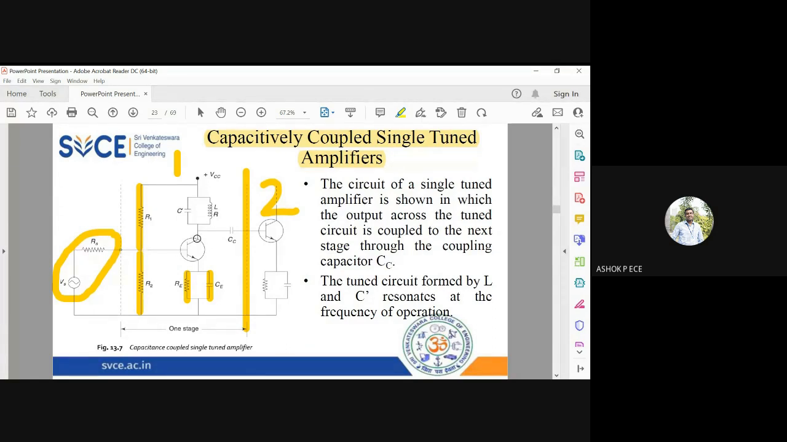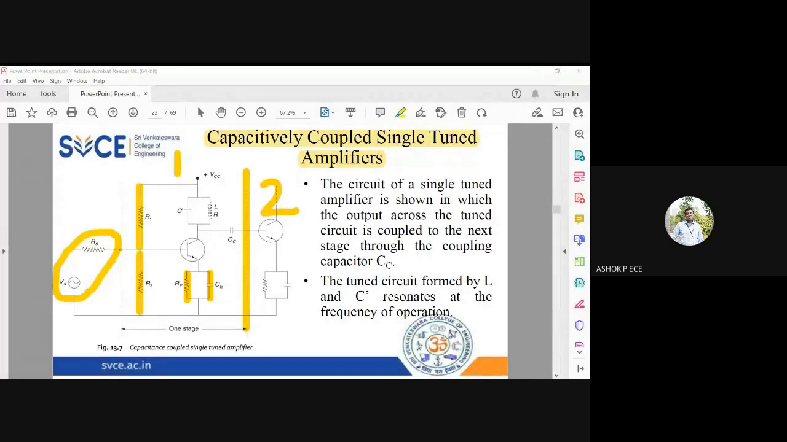On the collector side, you see, I'm going to have an LC tuned circuit. Ideally you will have only L, but practically, I told you, all inductors will have a resistive component inside. So you will represent L with R. L and R will be in series, and this capacitance I'm representing as C dash. The output of the first stage is given to a coupling capacitor and given to the base of the second stage. Since this coupling capacitor is used to connect one stage and the second stage, this tuned amplifier is called a capacitively coupled single tuned amplifier.